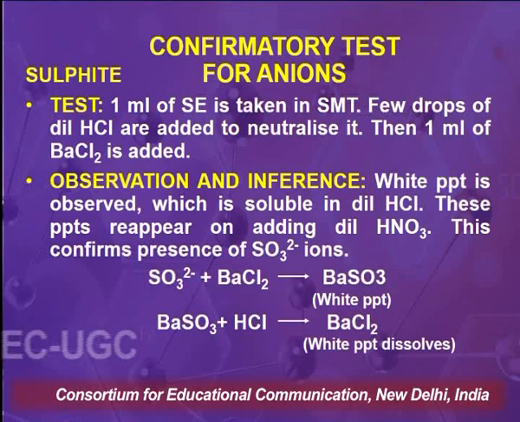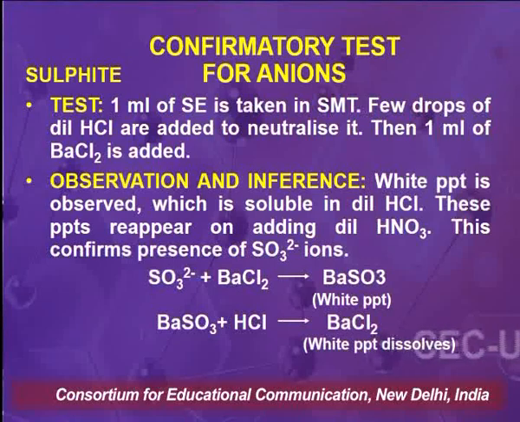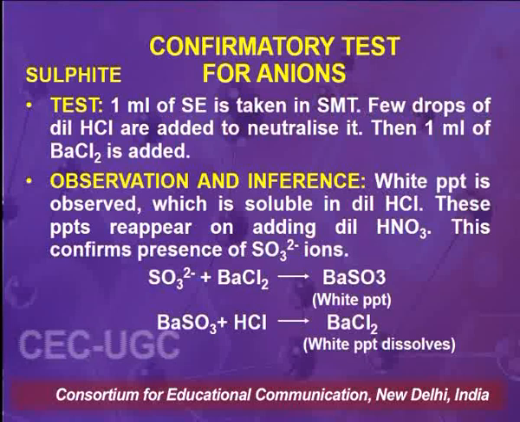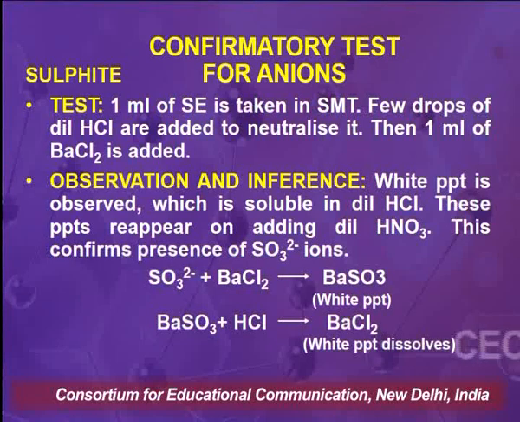And the chemistry involved is seen as sulfite ions reacting with barium chloride giving barium sulfite, which forms the white precipitate, and barium sulfite further reacts with HCl, the precipitates dissolving and giving barium chloride back again.